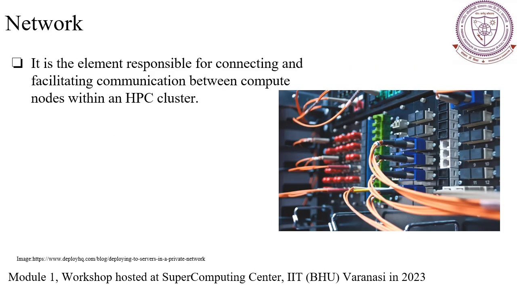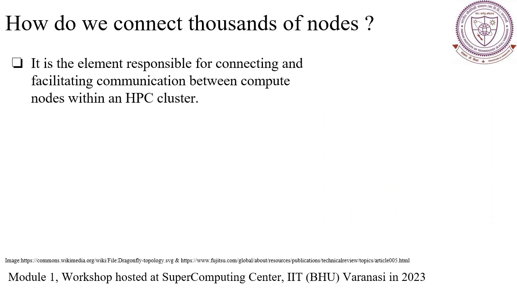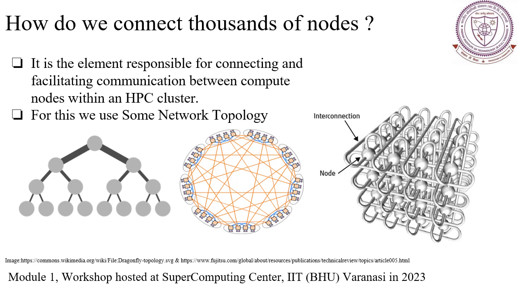Then network. The interconnect is the element which is responsible for connecting and facilitating communication between compute nodes within an HPC cluster. It is essential for allowing the compute nodes to work together to solve complex problems. And how do we connect these thousands of nodes? For this, we use network topology. There are some network topologies which are used in HPC clusters; let's go one by one.